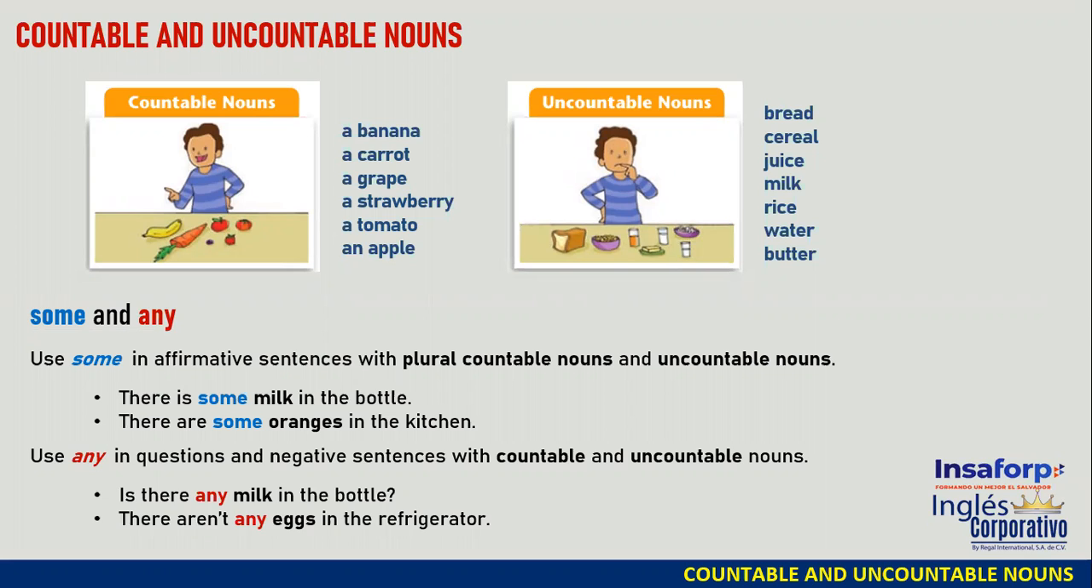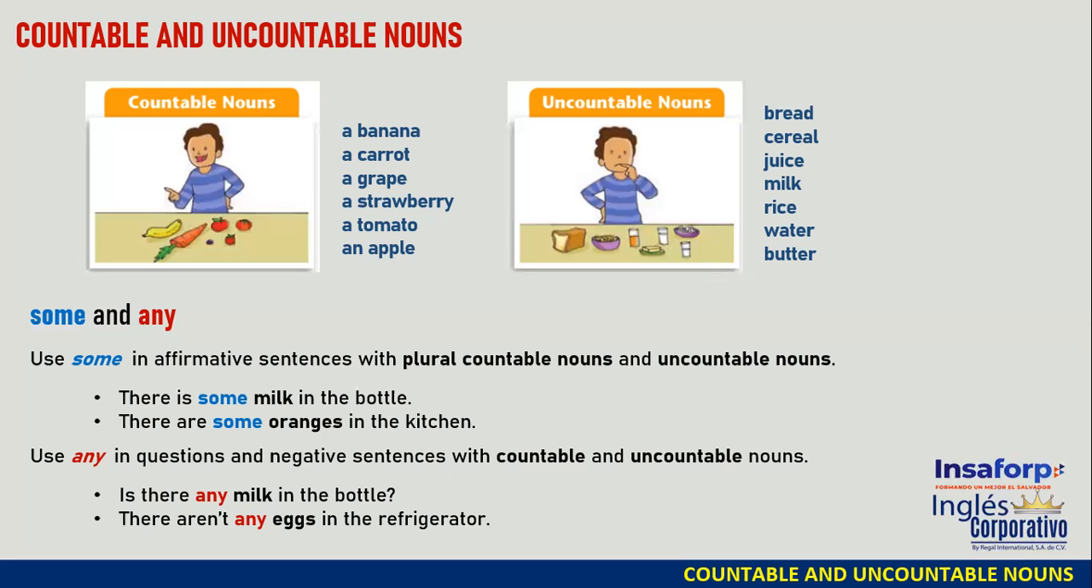Vaya, el uso de some y any, chicos, es super easy, super fácil. ¿Por qué, Marce? Porque solo hay dos usos, ¿ok? Use some in affirmative sentences with plural countable nouns and uncountable nouns. Entonces, Marce, some lo uso con contables e incontables, es correcto, ¿verdad? Si los contables son plurales, puedo usar some, algunos, algunas. Los incontables se manejan como que fuera una forma singular, pero sí podemos usarlos con ambos.